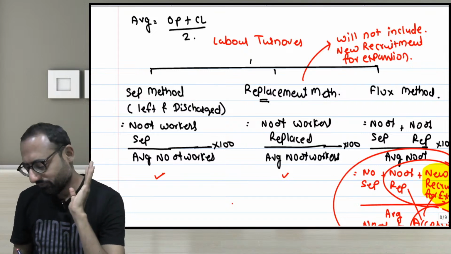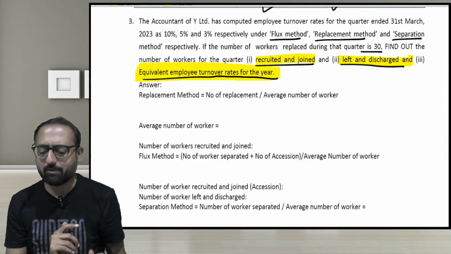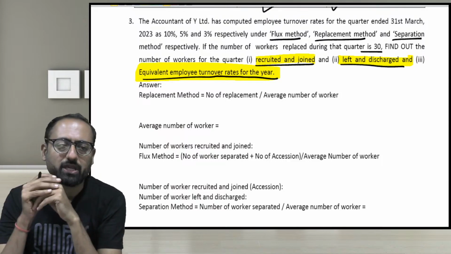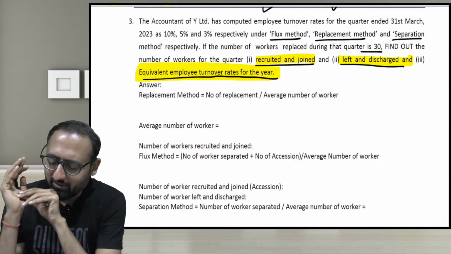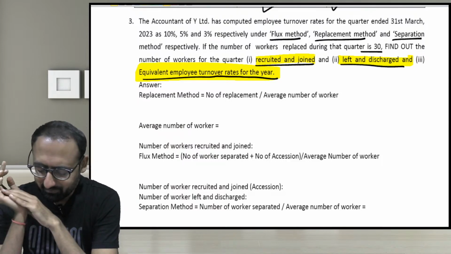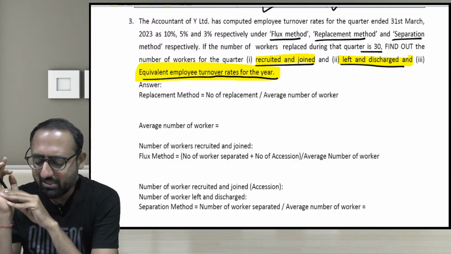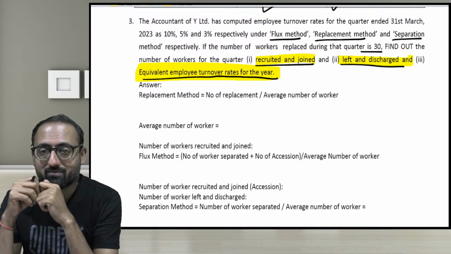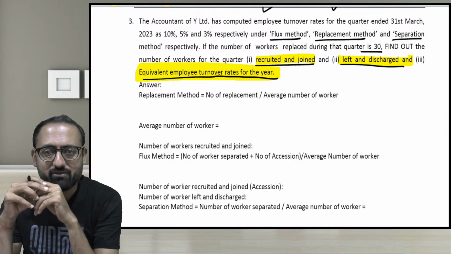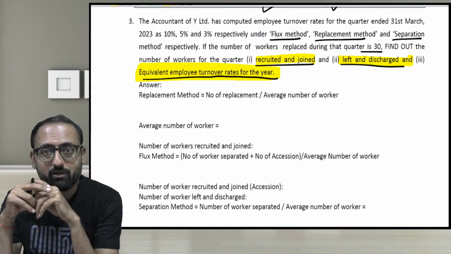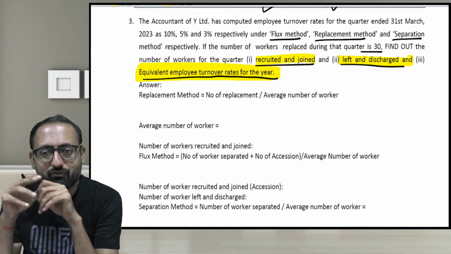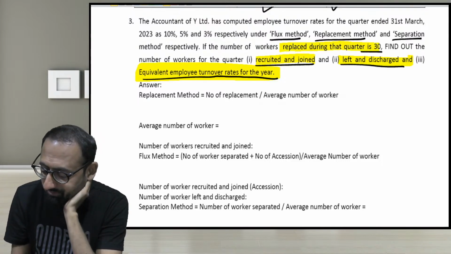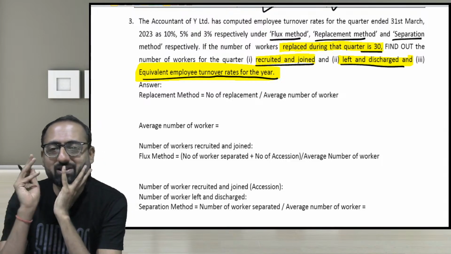Now how to do that? It is very simple. Percentage is given and you'll have to check which number of workers are given. Whether separated workers are given, whether replaced workers are given. I think it is 30. So 30 is what? The number of workers replaced is given.